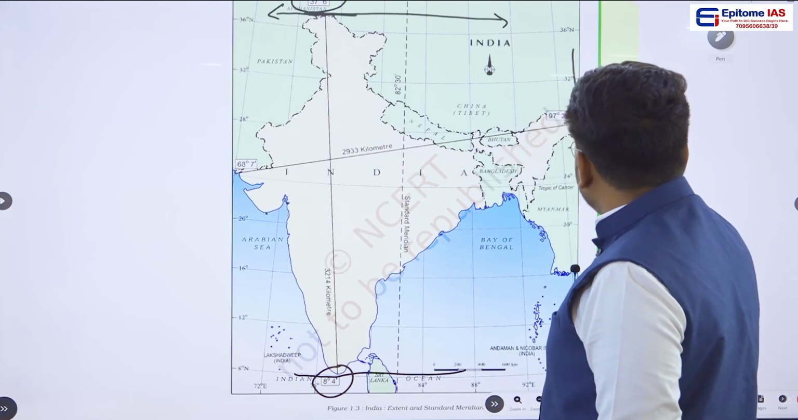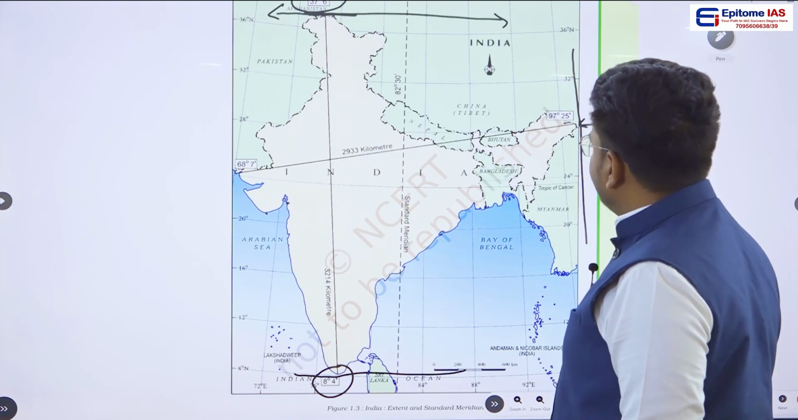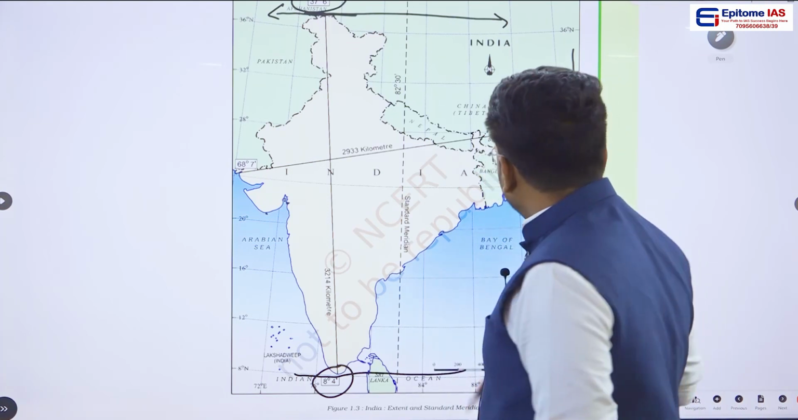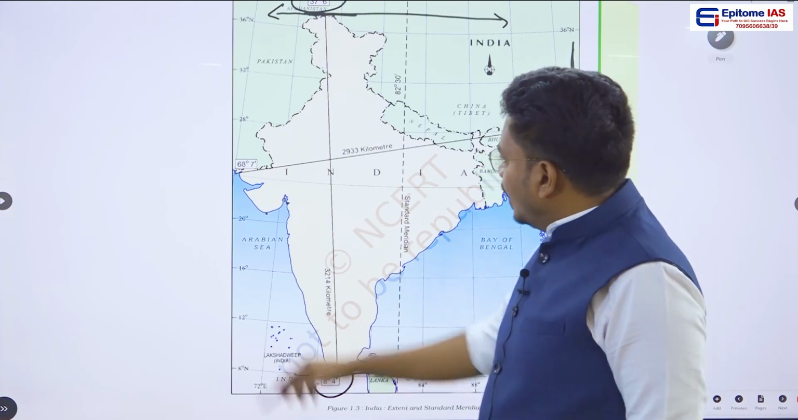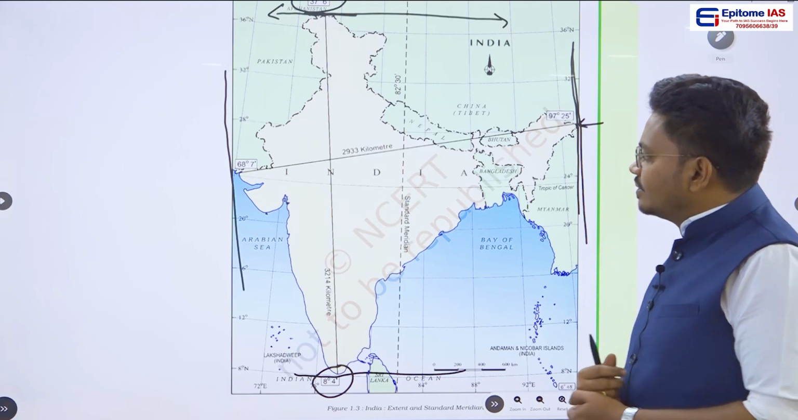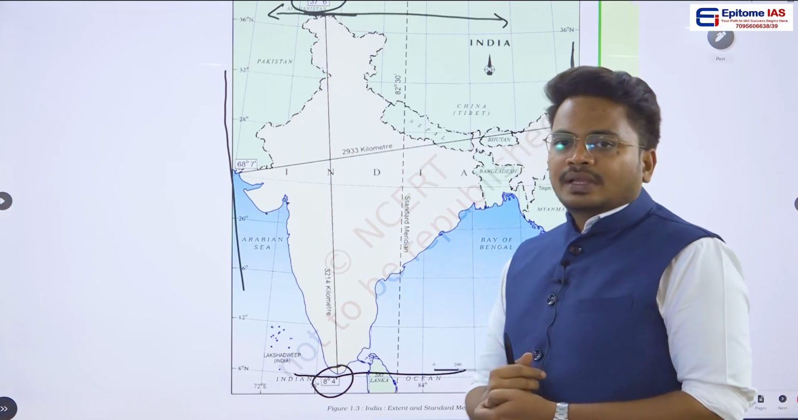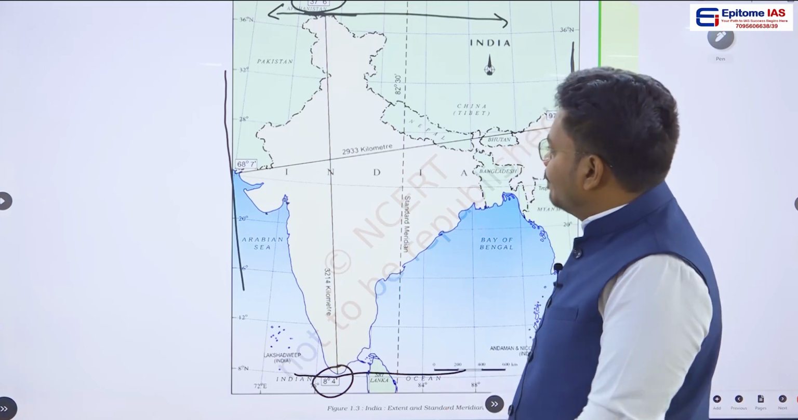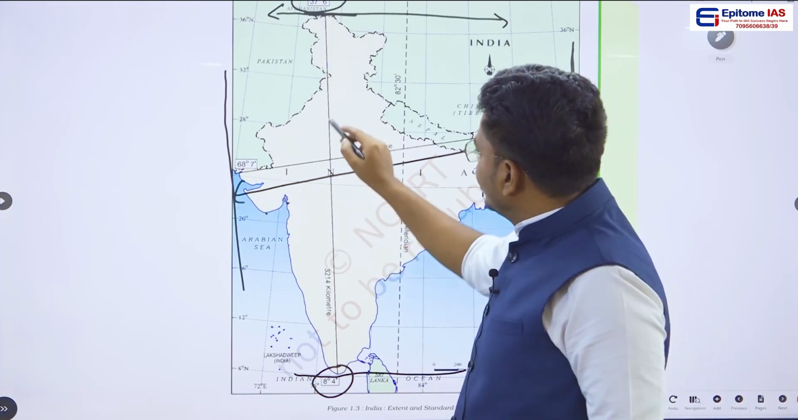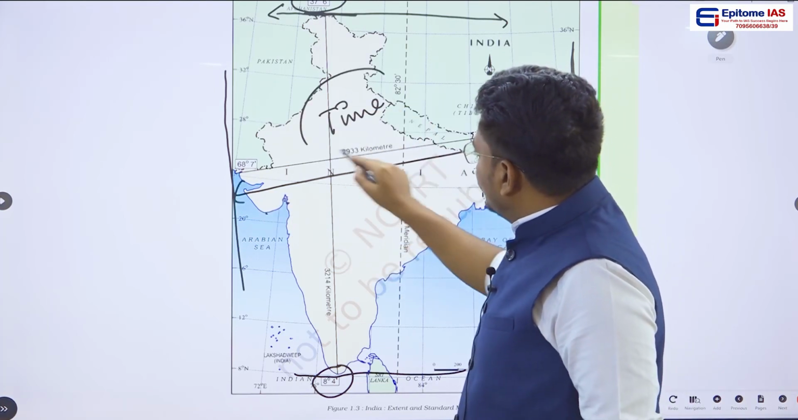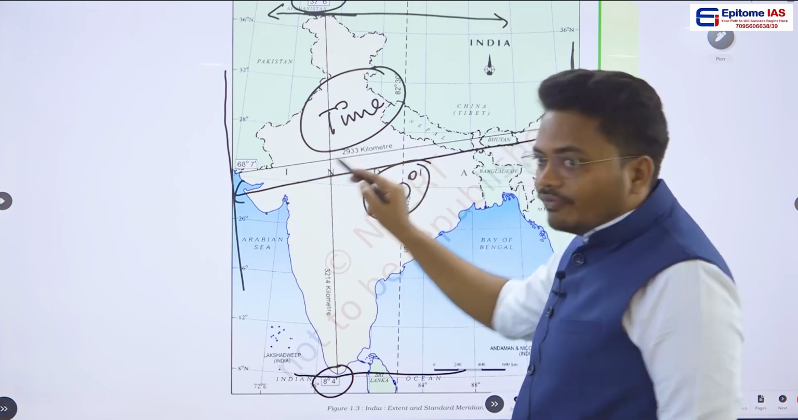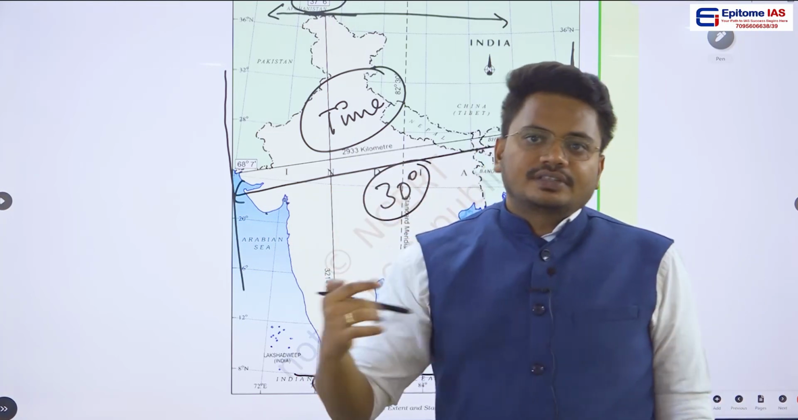And if you see the longitude, 97 degrees 25 minutes east longitude is passing through the easternmost point of India. And 68 degrees 7 minutes east longitude is passing through the westernmost point of India. We also understood that the longitudinal extent is very important for determining time. The longitudinal distance is some 30 degrees between the easternmost and westernmost longitude.